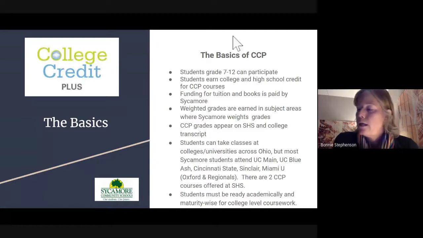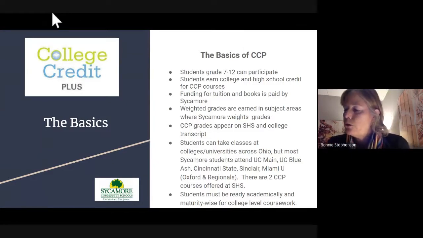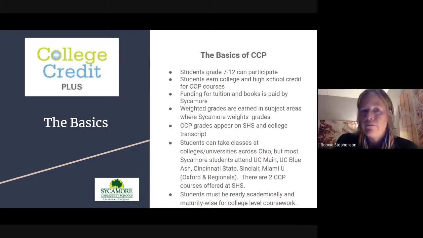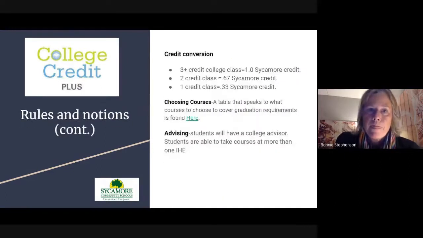Okay, if we could go to, I think it's slide 5. So this is a question that we get a lot. How does credit convert? A 3-credit college class, which is what most semester classes are at the college level, converts to 1 Sycamore credit. If a student takes a class at a college campus that's less than 3 credits, so 2 or 1, they'll get a portion of a credit.